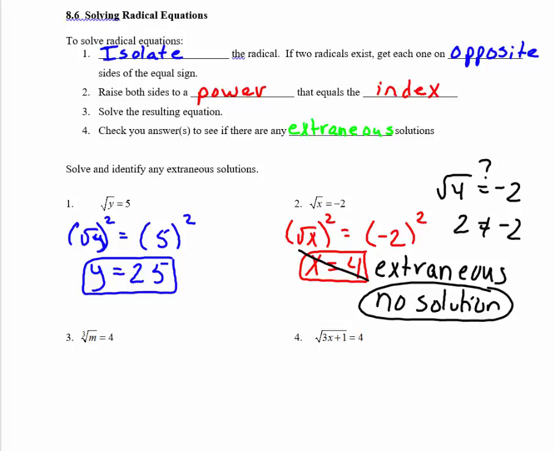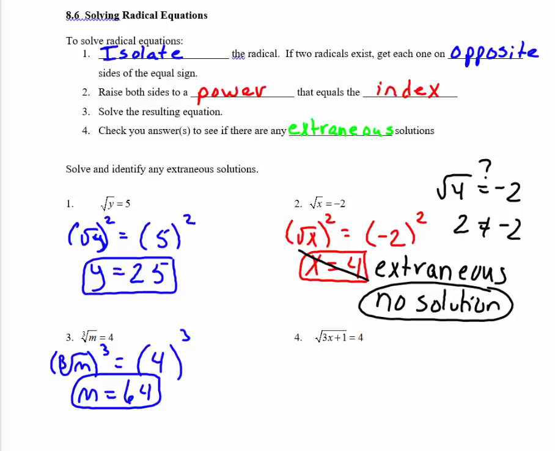Number 3, we have the cubed root of m equaling 4. The radical is isolated, so now we need to raise both sides to a power that equals the index. Since it's a cubed root, I need to raise everything to the cubed power. So the cube and the cube root cancel each other out, so I get m, and 4 cubed is 64. Checking that answer, the cube root of 64 is 4, so it does check out.